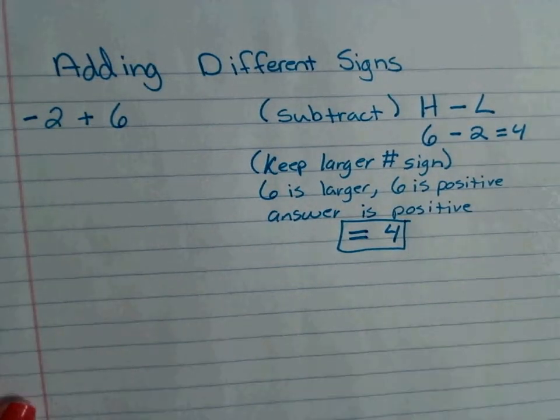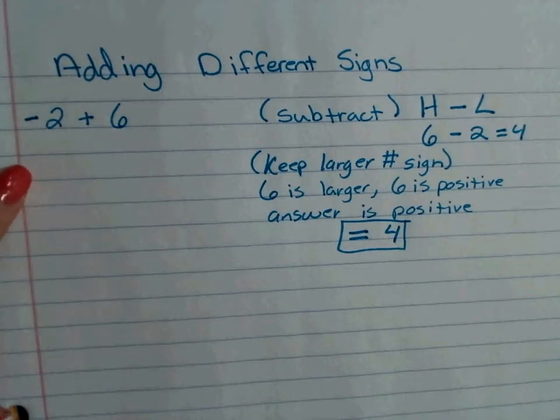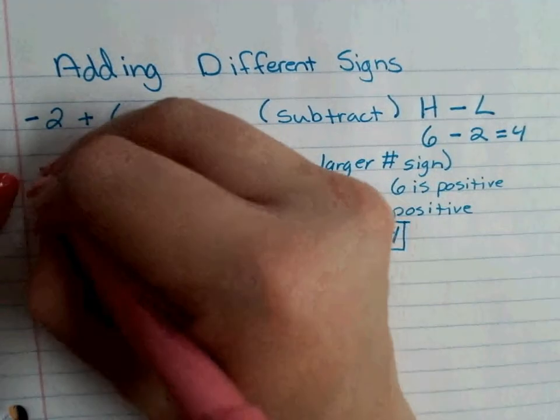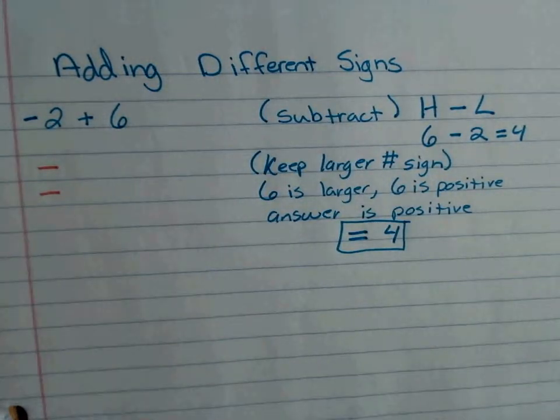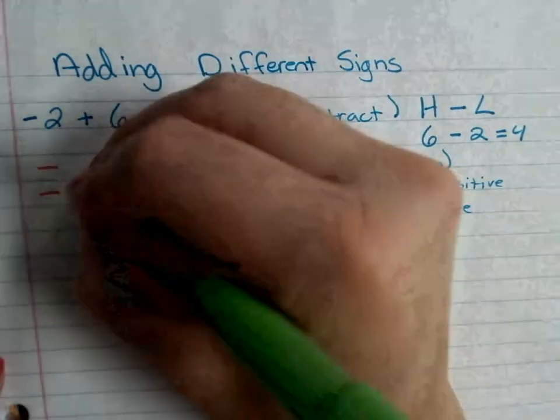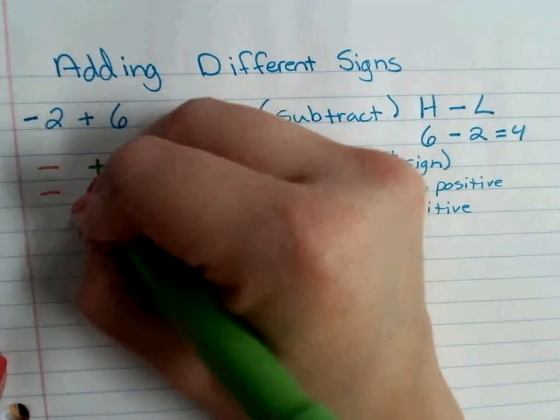And again, if you are confused by that process and you need to see it using tiles, how many negative tiles am I going to write? 2, right? 2 negative tiles. So I'm going to write 2 little negative signs. How many positive tiles would I make? 6. So I'm going to write 6 plus signs.